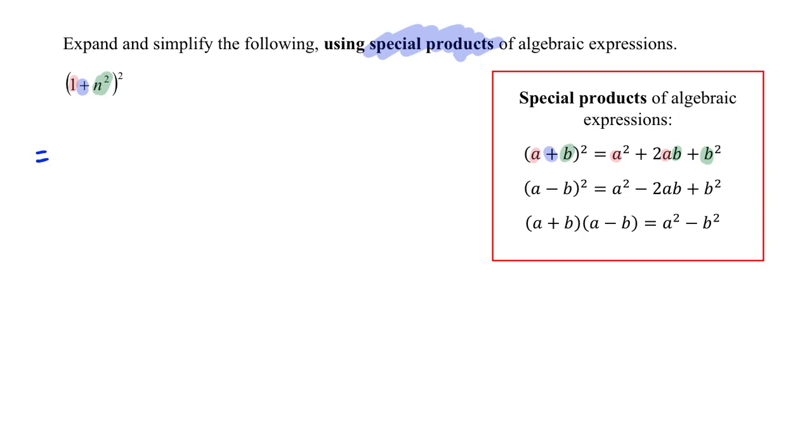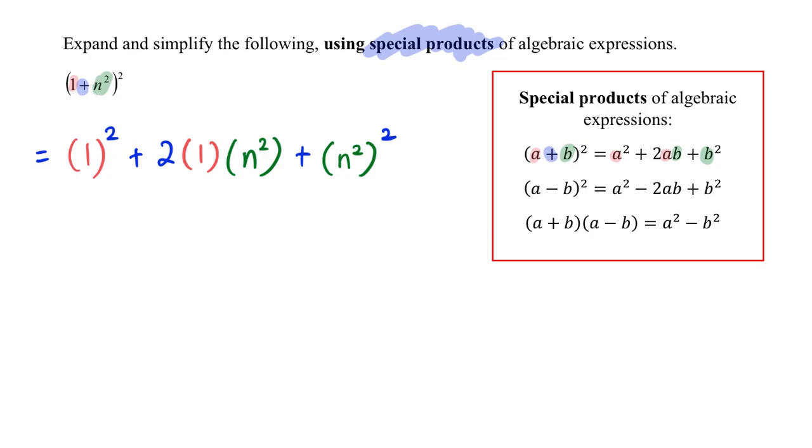Okay, so my a is 1 square plus 2ab. b is n square, okay? Plus my b square. Once I finish substituting into the correct special product, I continue to simplify. 1 square is 1 times 1, 1. 2 times 1, 2. Still got my n square.